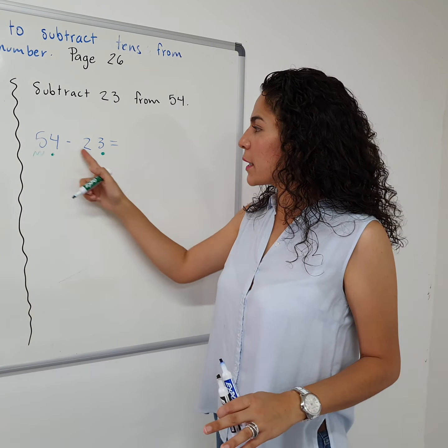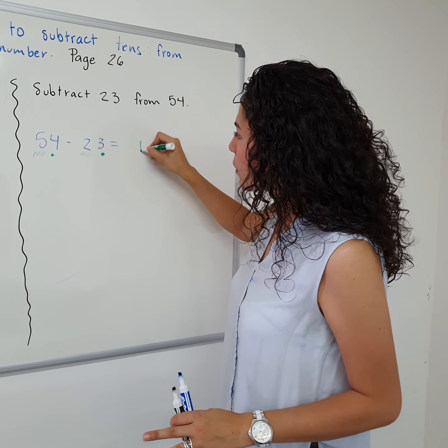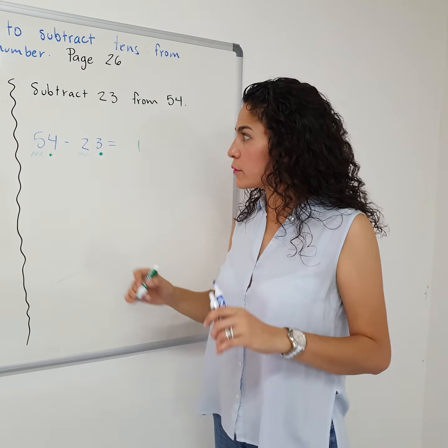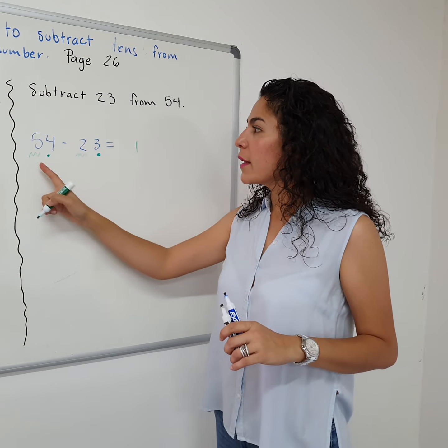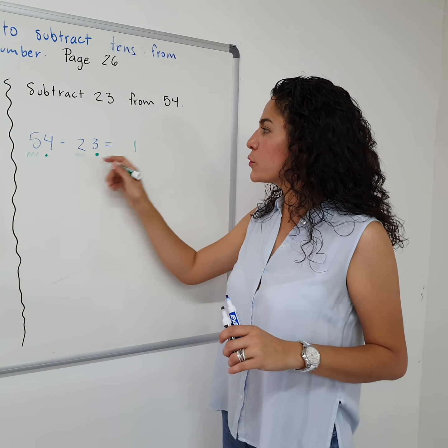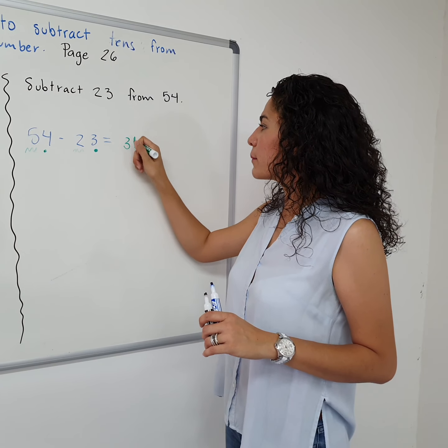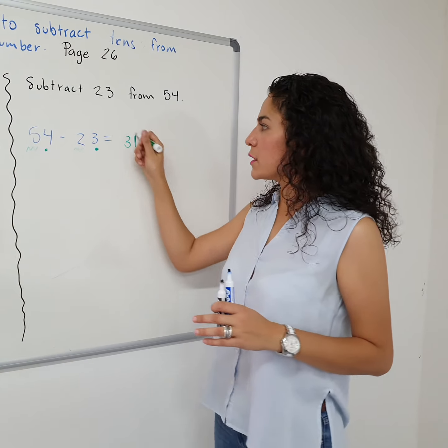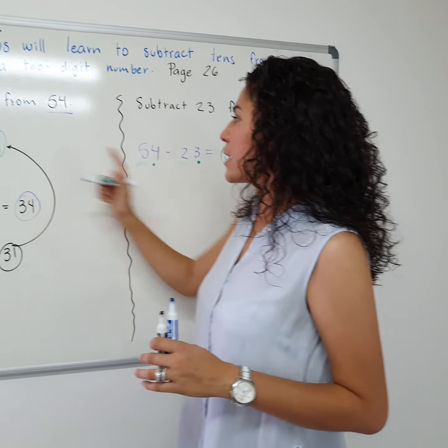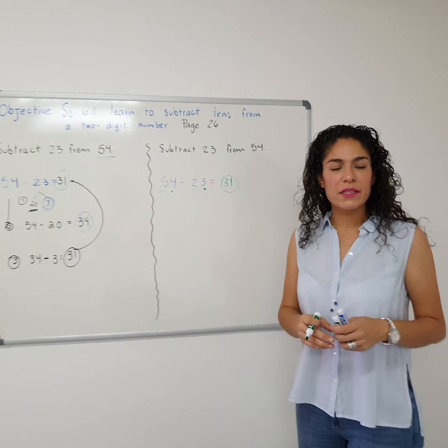What do you have to do? Subtract. 4 minus 3 equals 1. Remember to follow the place value rules. The ones are always on the right. And the tens, 5 minus 2 equals 3. 31. That's it. As you can see, the result is the same. This one is very, very easy.